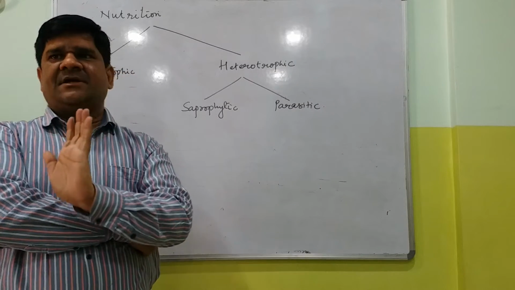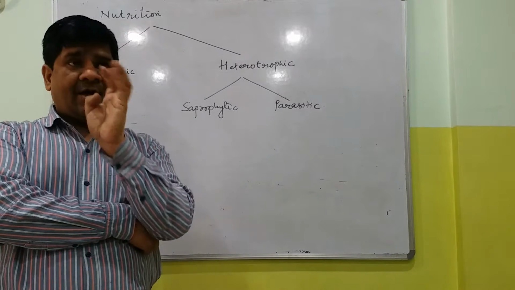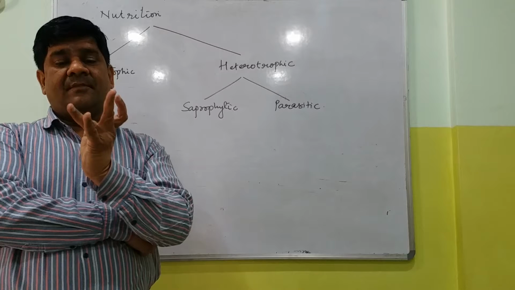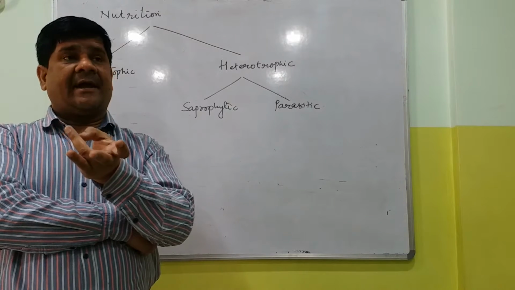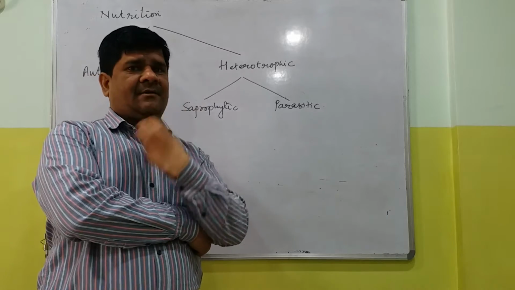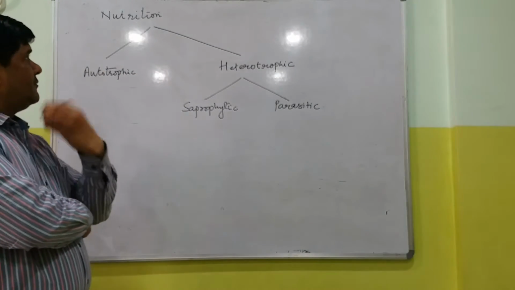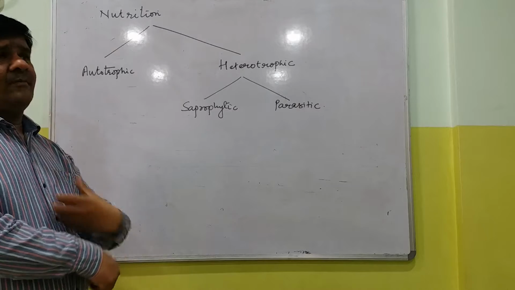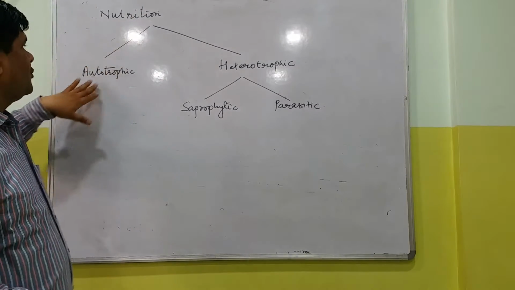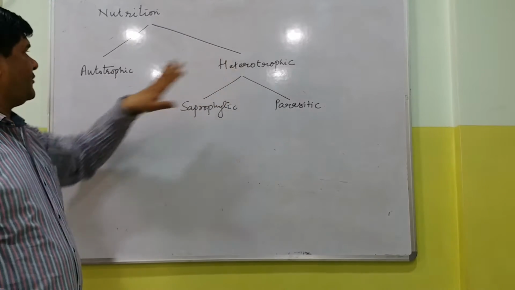There are basically six types of nutrients. I already discussed carbohydrates, proteins, fats, minerals, vitamins, and roughage. Roughage only makes our digestive system healthy, and it makes the bowel movements healthy. Nutrition is of two types: autotrophic and heterotrophic.